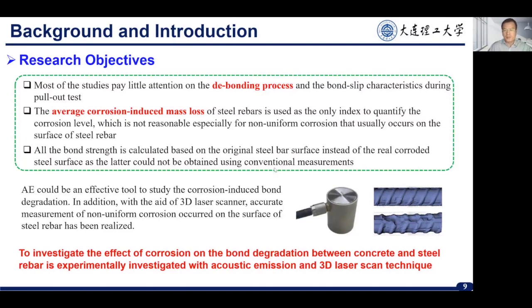That's because accurate measurement techniques are not available. In recent years, acoustic emission techniques have been widely used for structural health monitoring, especially to capture the signals during the structural damage process. And with the advent of 3D laser scanning, accurate measurement is possible. So the purpose of this study is to investigate the effect of corrosion on the bond degradation between concrete and steel bar with acoustic emission and 3D laser techniques.